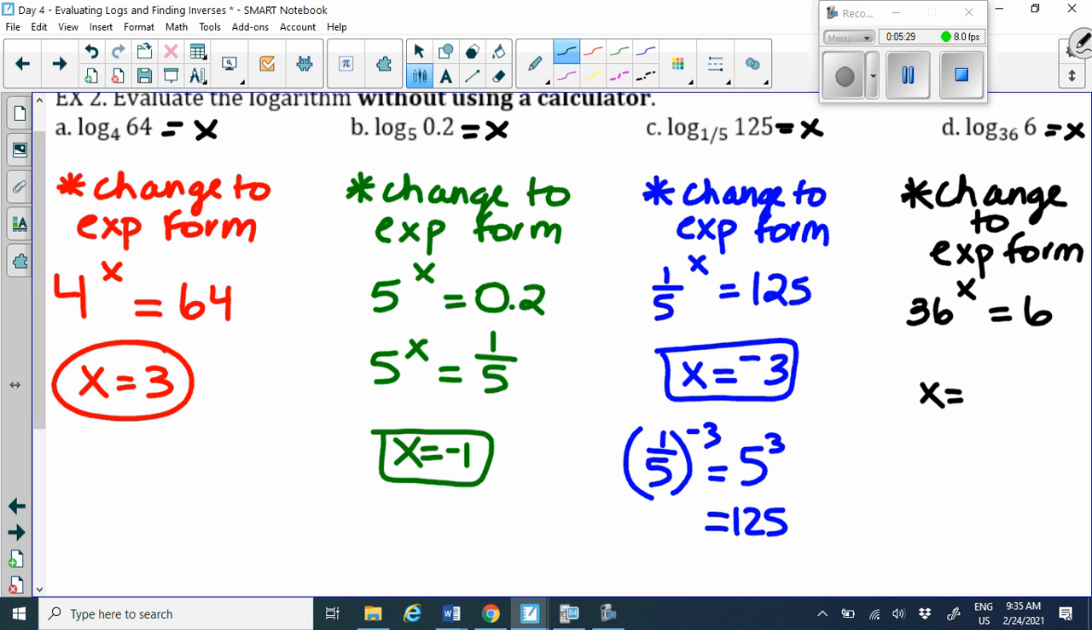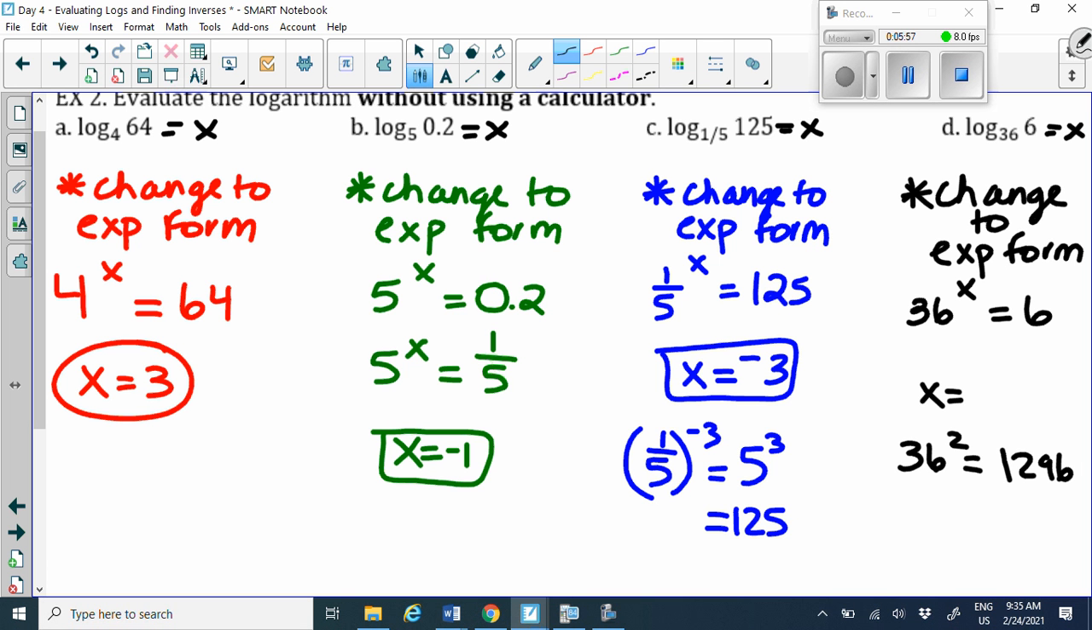Now, let's think about this. 36 to what power gives us 6? Some of you might be saying 2, correct? Well, 36 to the second power is actually going to give us a huge number. If you want to plug that into your calculator just to check, 36 to the second power is 1296. So that doesn't work out, right? And we know 36 to the first power just gives us 36.